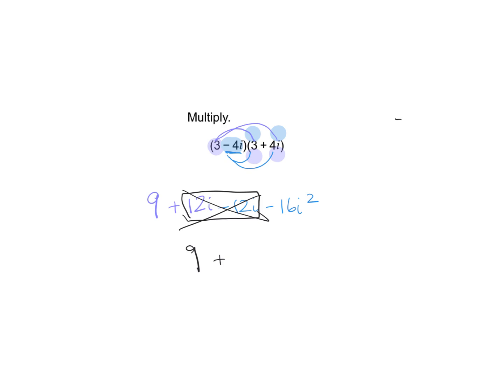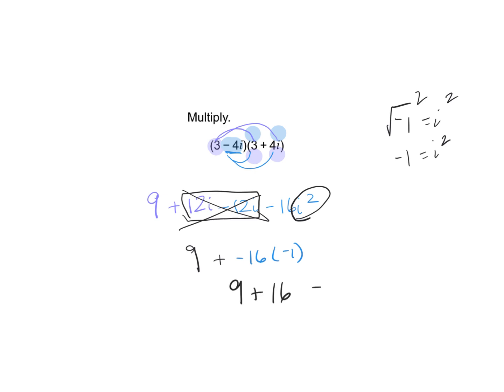Okay, so if the square root of negative 1 is equal to i, then if I square both sides, negative 1 is equal to i squared, which basically means anytime I see an i squared, I can replace it with the number negative 1. So this is plus negative 16 times negative 1, and negative 16 times negative 1 is positive 16. So I end up with 9 plus 16, which is 25.